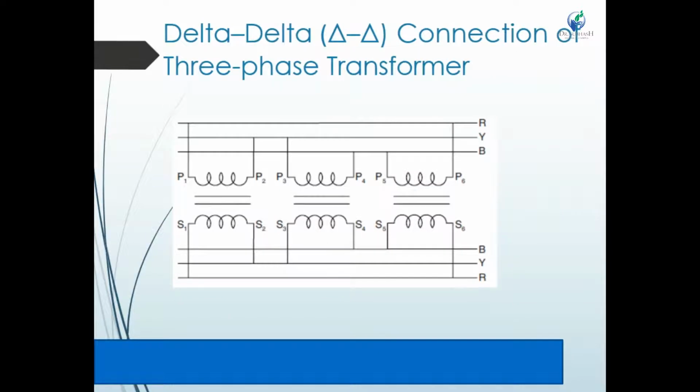The next point is delta-delta connection of the three-phase transformer. The delta-delta connection of the three-phase transformer is shown in this figure. Here we note that the primary as well as secondary winding are connected in delta configuration. The primary and secondary line voltage are equal to phase voltage and they are 120 degrees phase shifted with respect to each other.